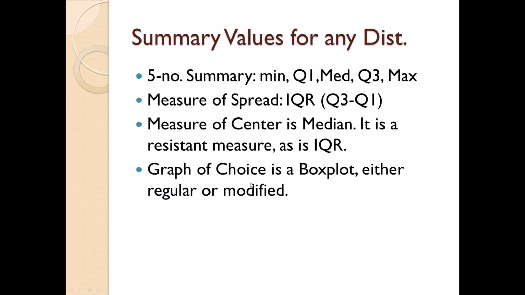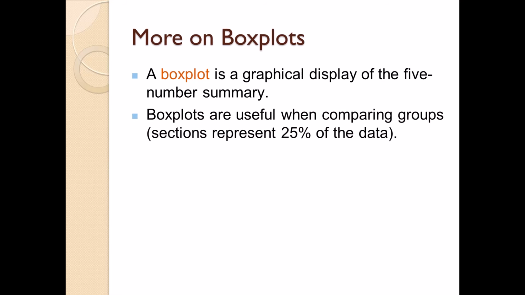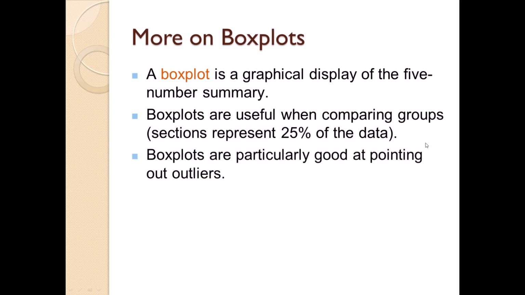The graph of choice was a box plot, and remember, it was constructed from your minimum, Q1, median, Q3, and max. And you can modify it to show outliers, so it's a really good graph. But let's talk more on box plots. It is again based on the 5-number summary, and it's especially useful when drawing comparisons because each section that you have represents 25% of your data. We'll see more of that in a minute.